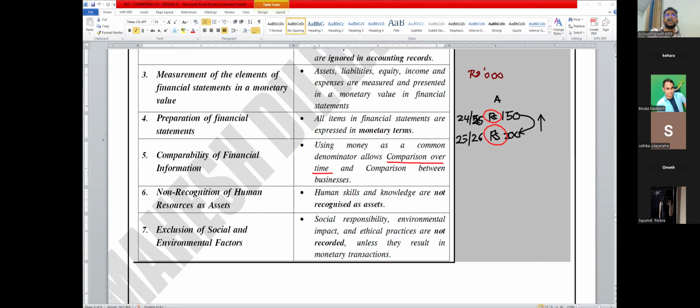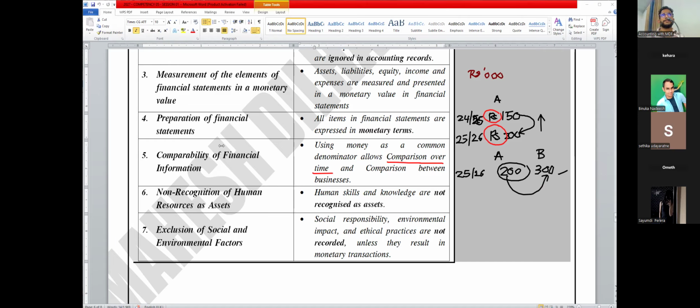Now look at the next one. Profit of company A in 25-26 is rupees 200,000. And in the same year, we have another competitive business called B, and their profit is 300,000. Now what can you say? You can compare rupees 200,000 and rupees 300,000 and say, okay, I have to do something to increase my profit because this is the profit of my competitor. Okay, students. Ready? Right. Let's continue.